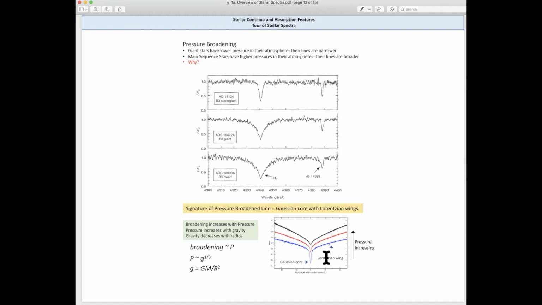Many of you have probably seen Lorentzians at some point. And so the wings of the Lorentzian here are what dominate all the light that gets removed. So these are actually Lorentzian wings here. And it's stronger when the pressure goes up, because as the pressure goes up, you have more nearest neighbors. They spend more time near each other. Their electromagnetic soup influences each other more.